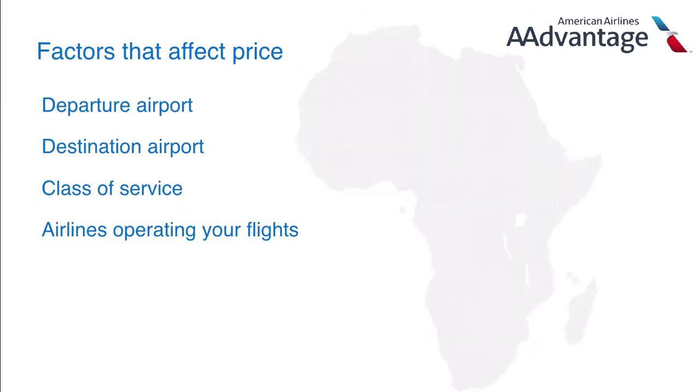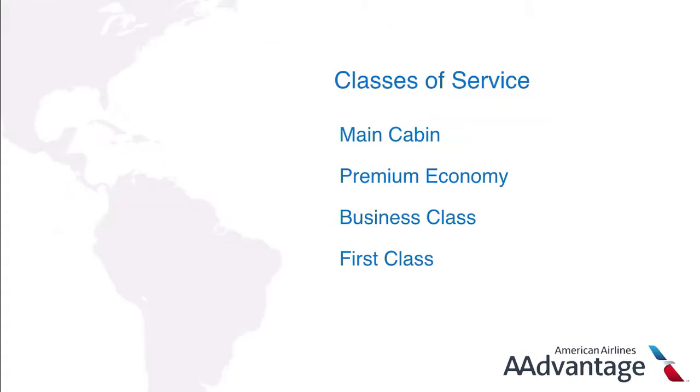There are four main factors that affect the number of miles you need for a trip: the destination and departure airports, which define your regions, the class of service, and the airline that operates your flight. American and their partner airlines offer four different classes of service, although not all classes are available on every flight. You'll need a different number of miles for each of these classes, with main cabin or economy being the cheapest and first class being the most expensive.